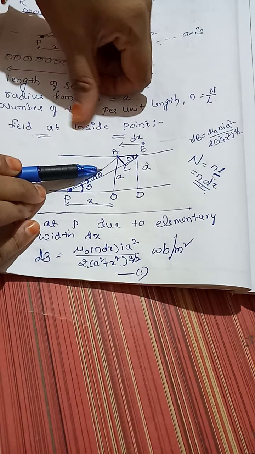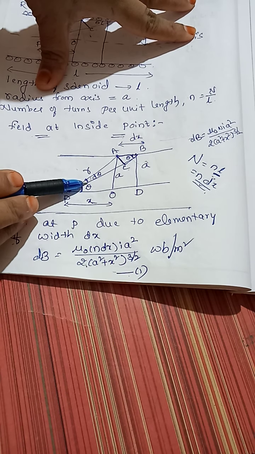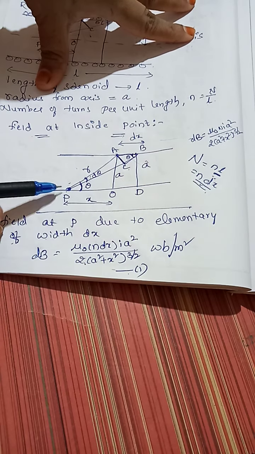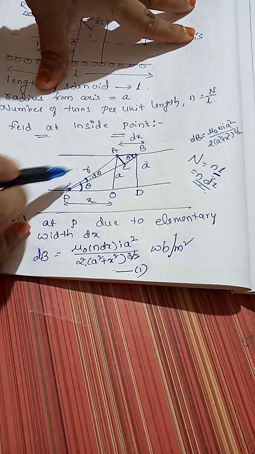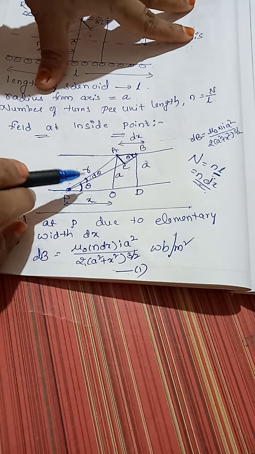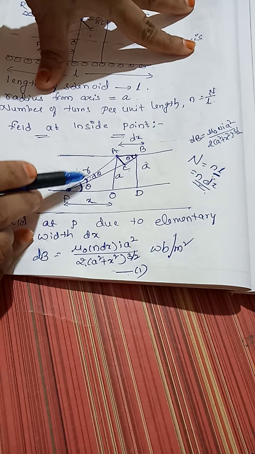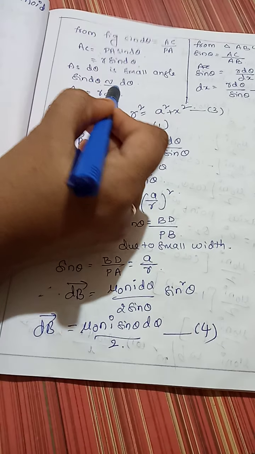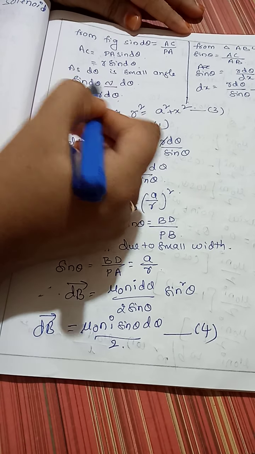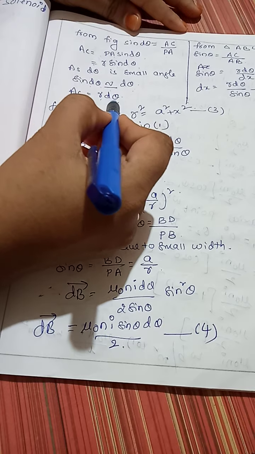Now see from the figure. If we consider the triangle PAC, sin d theta will be equal to the opposite side AC over the hypotenuse PA, that is AC by R. So from this AC can be written as R sin d theta. But d theta is a very small angle, so sin d theta is taken approximately equal to d theta. So we can write AC as R d theta.